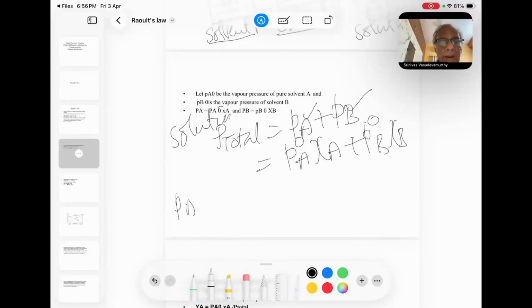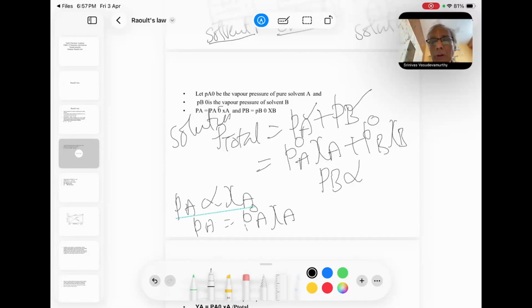Already we have seen PA is proportional to the mole fraction of A, or I can write PA is equal to P naught A into mole fraction of A. In the same way, PB is proportional to the mole fraction of B, or PB is equal to P naught B into mole fraction of B. So P total is PA plus PB, which is equal to P naught A into mole fraction of A plus P naught B into mole fraction of B. This is for a solution.